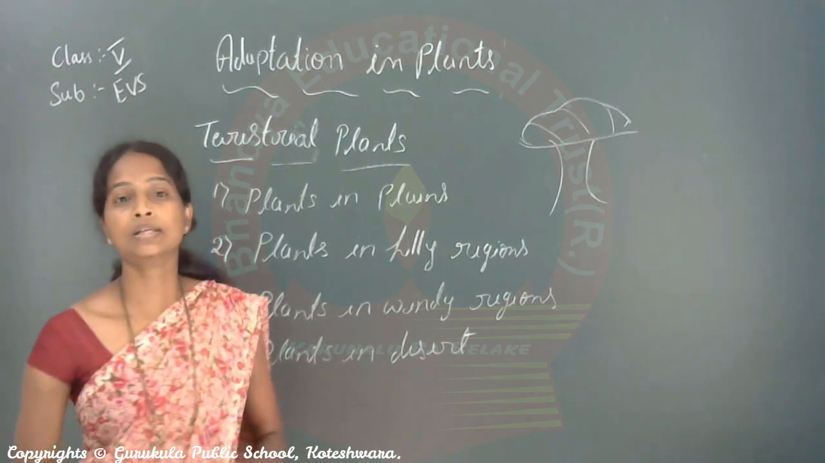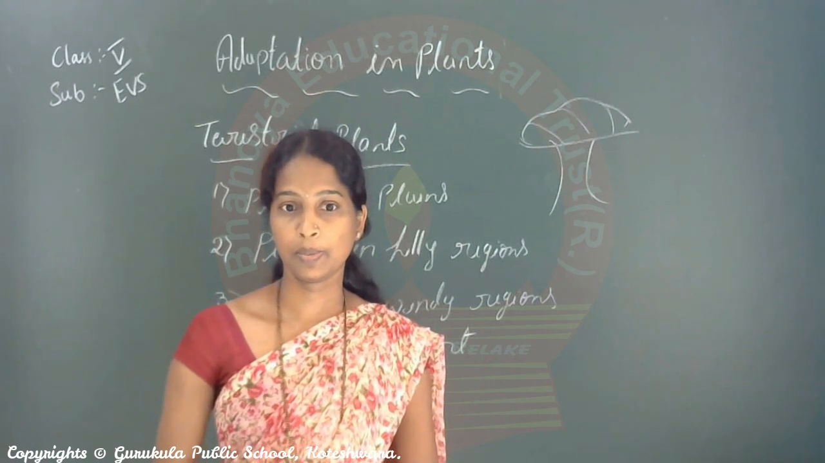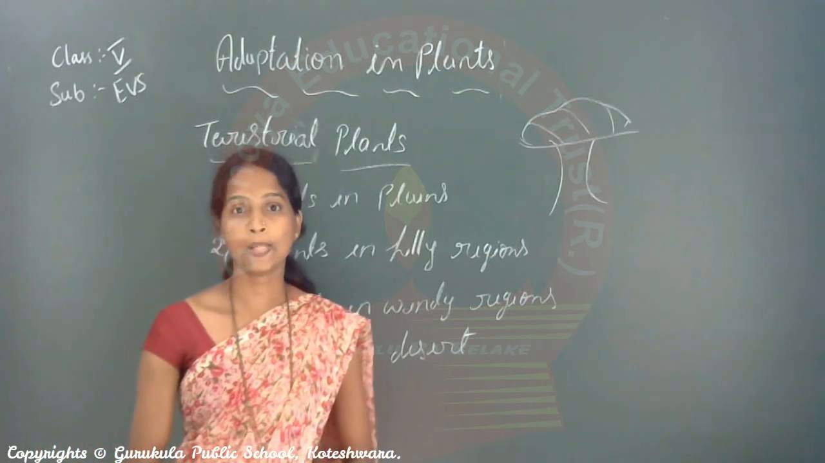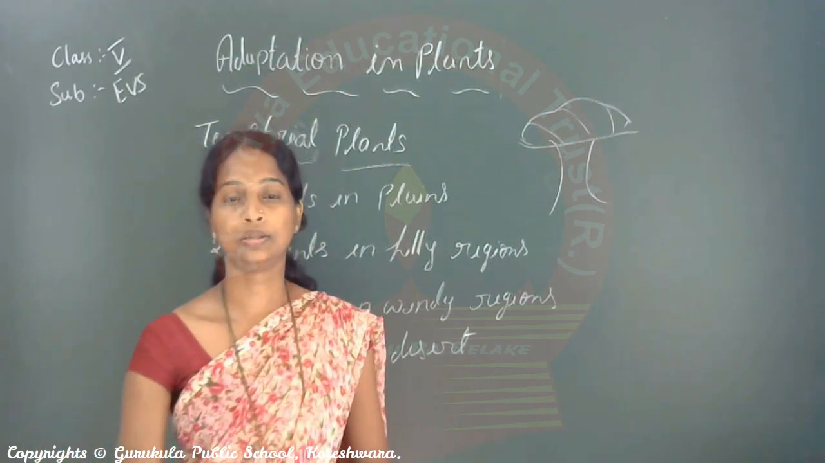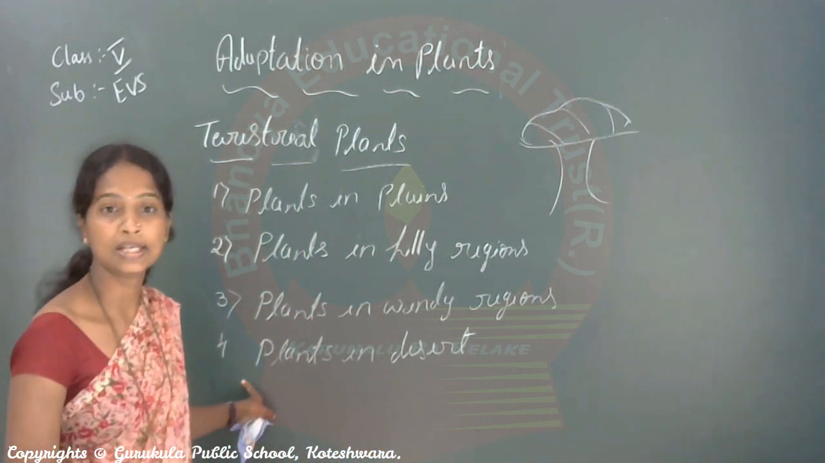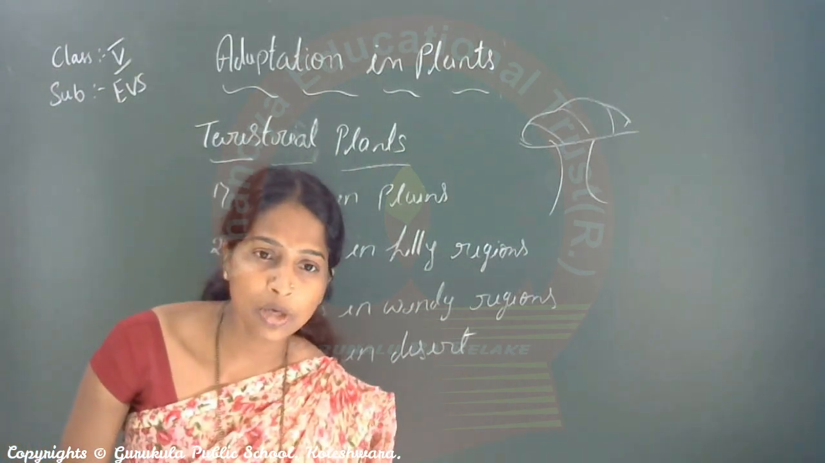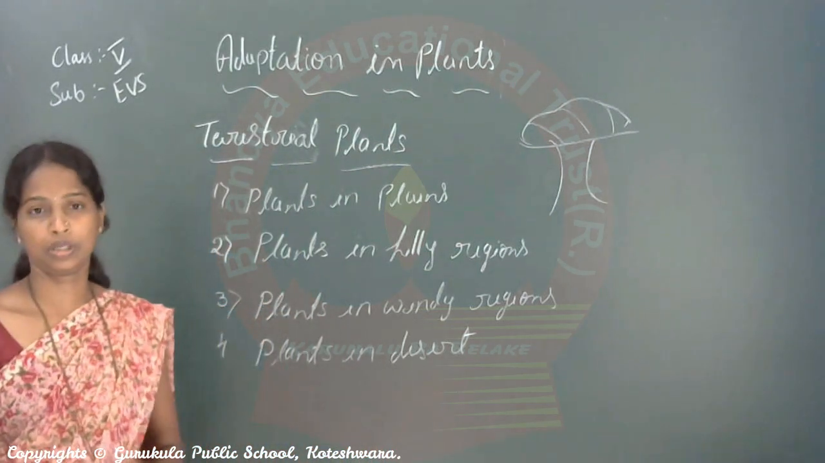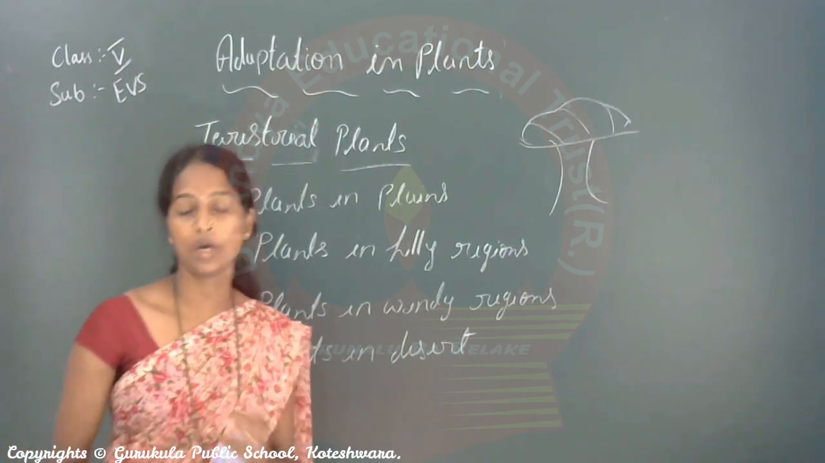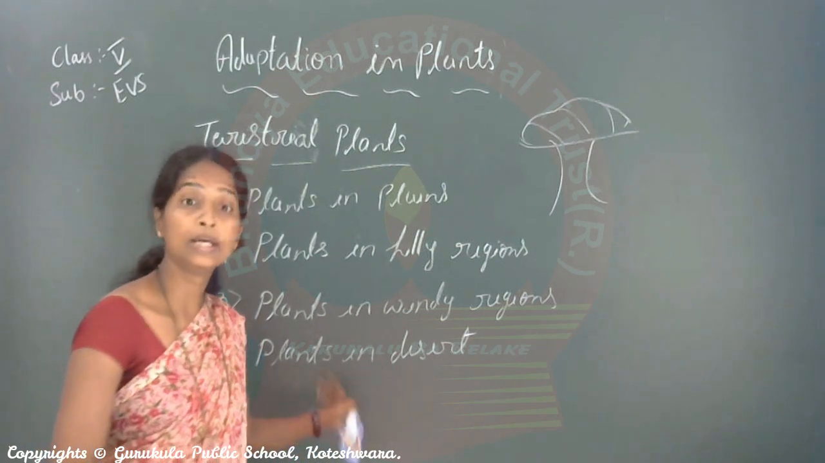But some plants live in desert. For example, cactus, babul, acacia. These plants we can find in the desert because they need little water. They do not need to use more water, so they are living and growing in the desert.